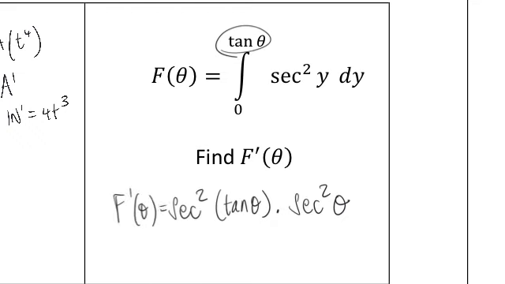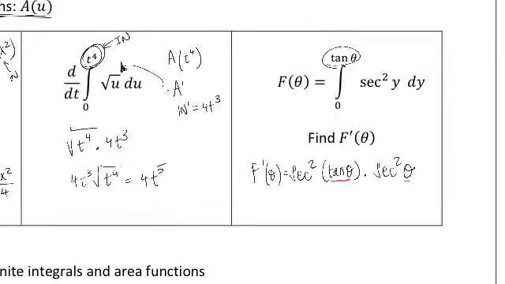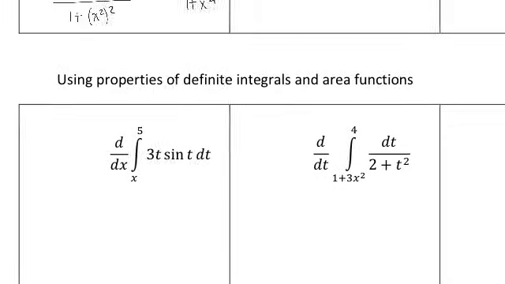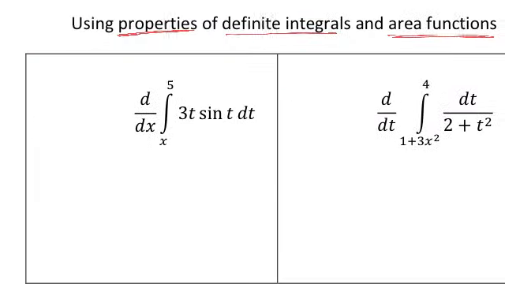And you cannot make that secant cubed because this is tan theta and this is theta, or secant to the 4th because it's tan theta and theta. So you cannot combine that further. Something like this. These are problems that use the properties of the definite integrals along with area functions, right?